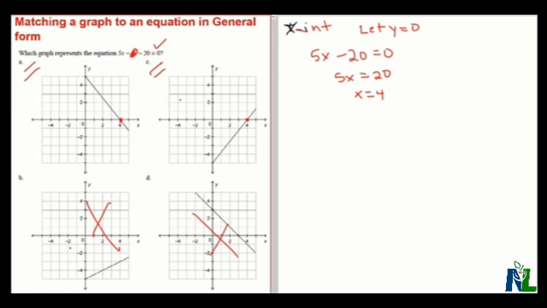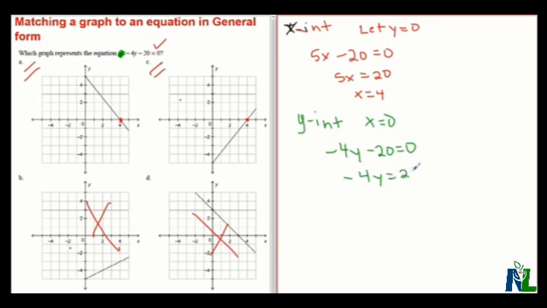If we find the y-intercept, we're going to let x equal 0. That would give 5 times 0, which gives this term to be 0, and we're left with negative 4y subtract 20 equals 0. So negative 4y is equal to 20, and y would be equal to negative 5. So our y-intercept would be negative 5, and that would leave us with option C.